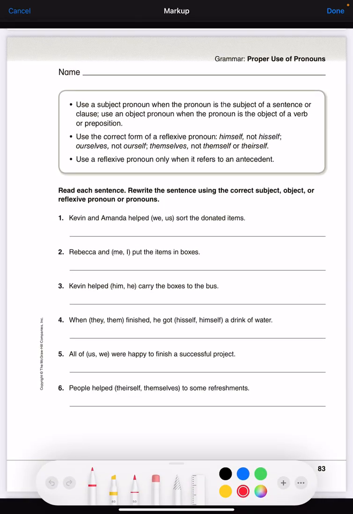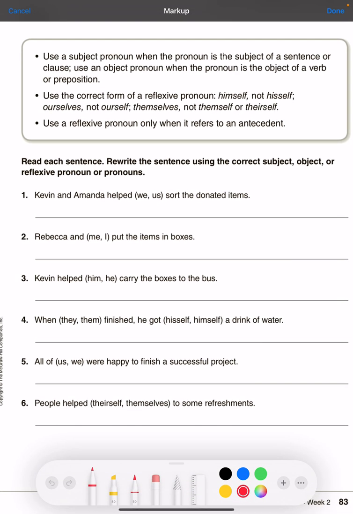So in this case, it says, Kevin and Amanda helped blank sort the donated items. Well, hopefully you realize they helped us sort the donated items. So you'd write the sentence on the line. Now, obviously, my stylus is worse than your pencil. You could probably finish that off, okay?